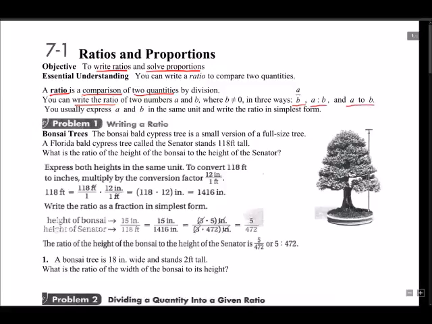All of these are read as A compared to B. And we leave out the word compared, but it's A to B. A as it is compared to B. And an important idea here is that A and B have the same unit, and we generally write them in the simplest form, which simply means we reduce our fraction. Even when it's not written in the fraction form, you still reduce it just like a fraction. Divide both of them by 2, divide both of them by 3.